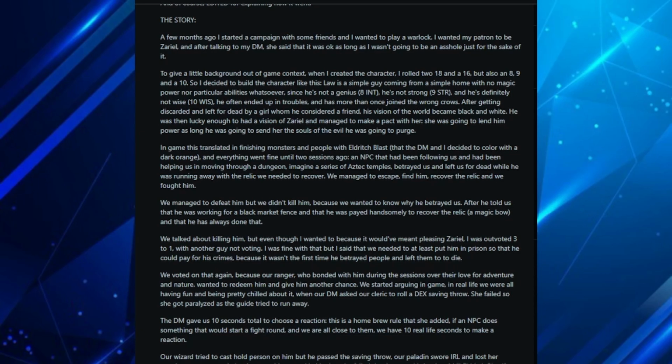Law is a simple guy coming from a simple home with no magic, power, nor particular abilities whatsoever. Since he's not a genius, 8 intelligence, he's not strong, 9 strength, and he's definitely not wise, 10 wisdom. Well, you're average. He often ended up in troubles, and has more than once joined the wrong crowd.